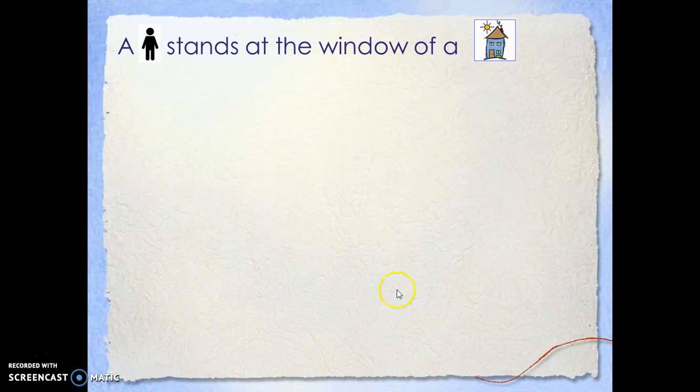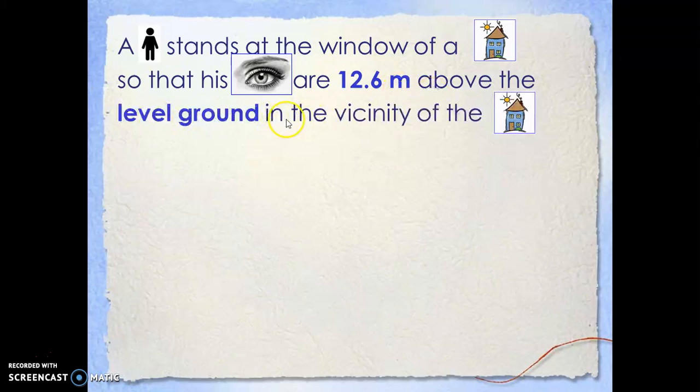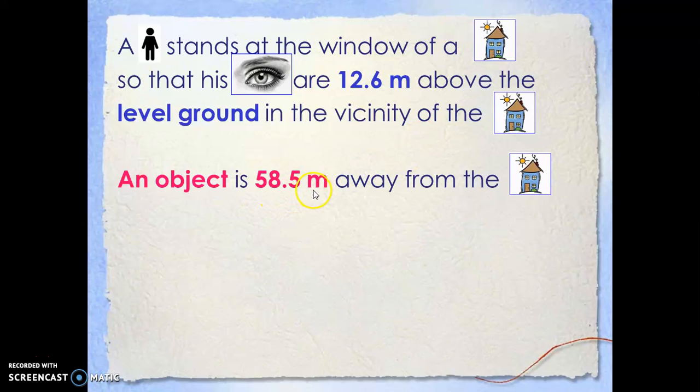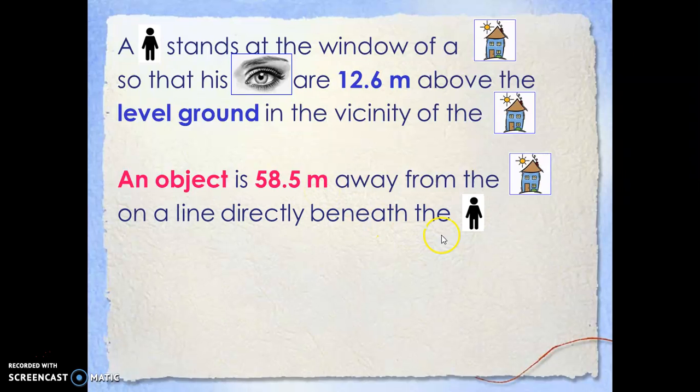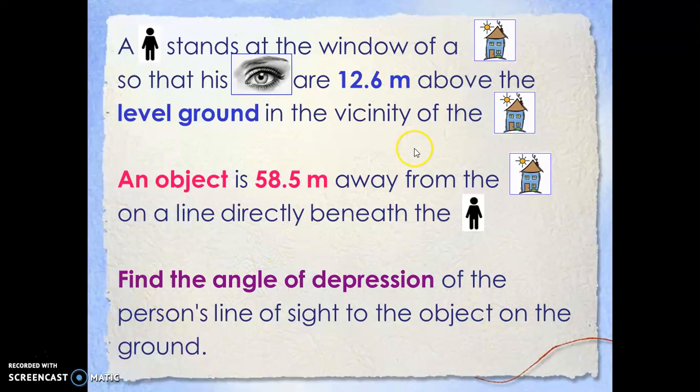Let's have an example. A man stands at the window of a house so that his eyes are 12.6 meters above the level ground in the vicinity of the house. An object is 58.5 meters away from the house on a line directly beneath the man. Find the angle of depression of the person's line of sight to the object on the ground. So class, you have to copy first the problem before you proceed to the next.